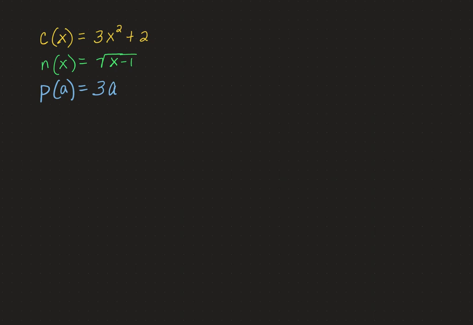All right, let's compose some functions. Let's start with the function c of n of x. So as I'm writing this, I'm going to write my c function first, and everywhere there's an x, I'm going to leave room for the entire function of n. And that x is squared in my c function of x. And then I add 2.